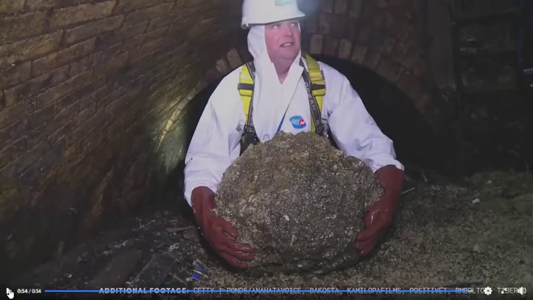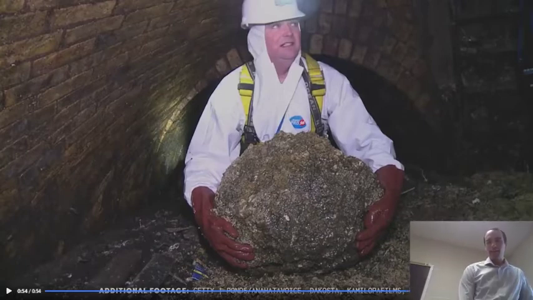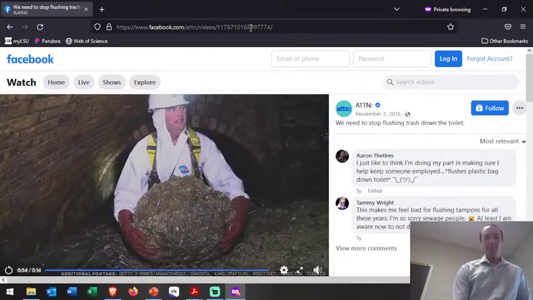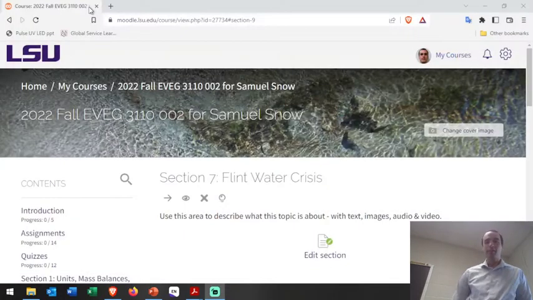Okay, and that picture sort of sums it up, right? Don't flush flushable wipes. They're not actually flushable, right? That's the takeaway for primary treatment here. Okay, so yeah, that is potentially kind of gross, right? Perhaps a little bit shocking.